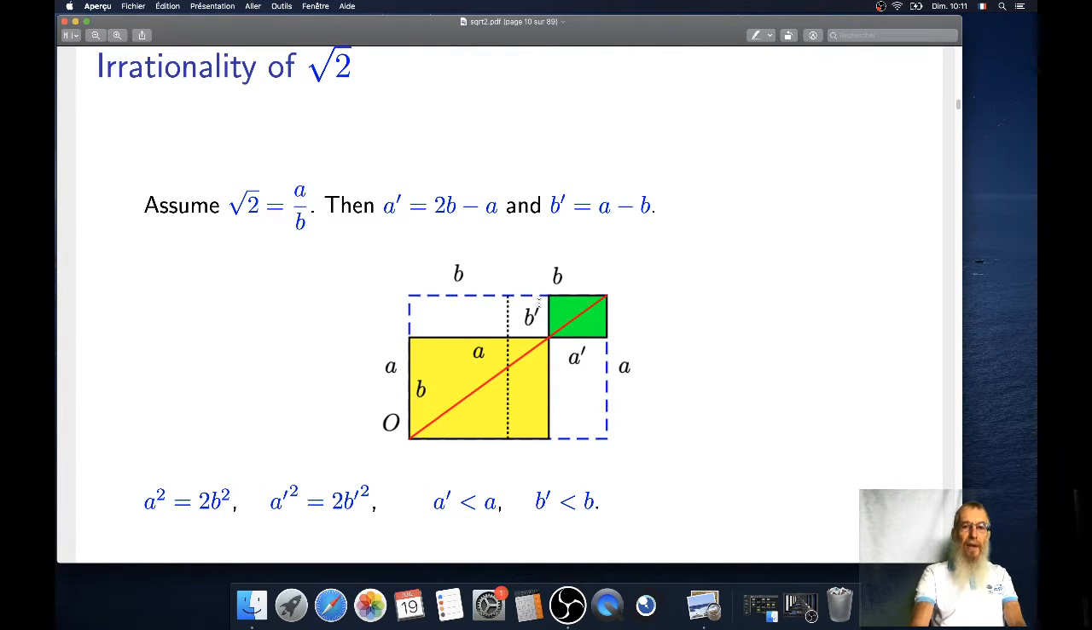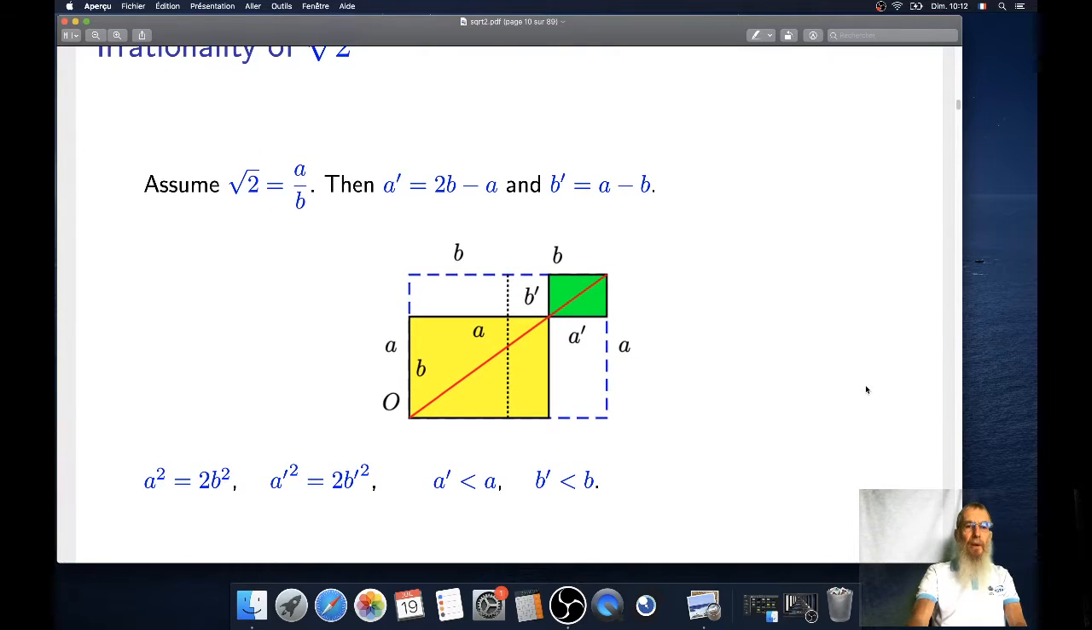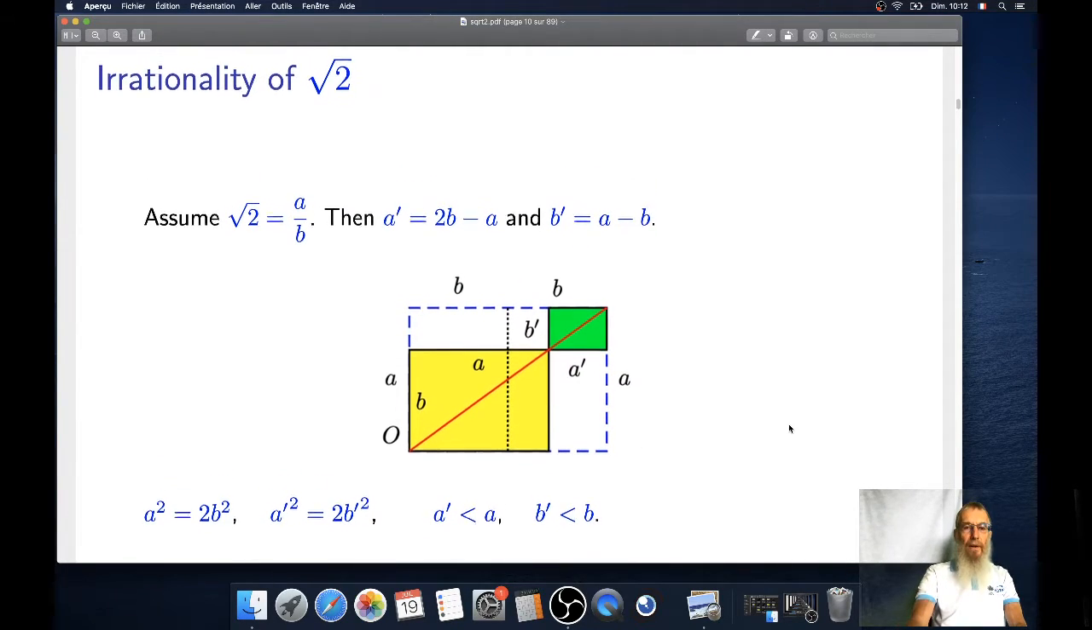So this is again a rectangle with sides which are smaller than A and B, and the proportion is again square root of 2. So you write square root of 2 as A prime over B prime, where A prime and B prime are smaller than A and B, and by the infinite descent of Fermat, you get a contradiction. Or if you prefer, you start with A and B, which are minimal, and you see that you have a contradiction. So square root of 2 is irrational.